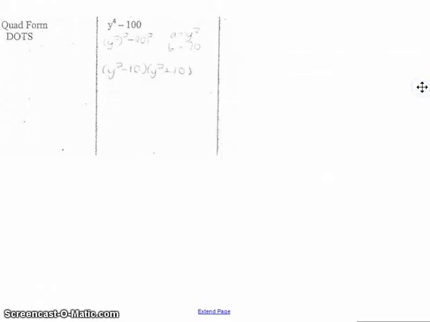Another DOTS question, again in quadratic form. This is very similar. Treat this like it's y squared minus 100. If that were y squared minus 100, then the factors would be y minus 10 times y plus 10. So I'm going to change them to y squared minus 10 times y squared plus 10. In this case, I am done. You can't go any farther because these are not differences of perfect squares, and that certainly isn't either. That's as far as I can go.